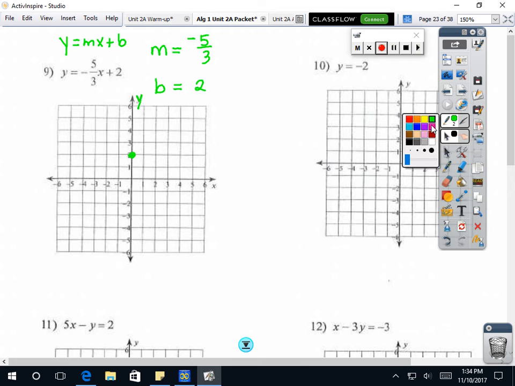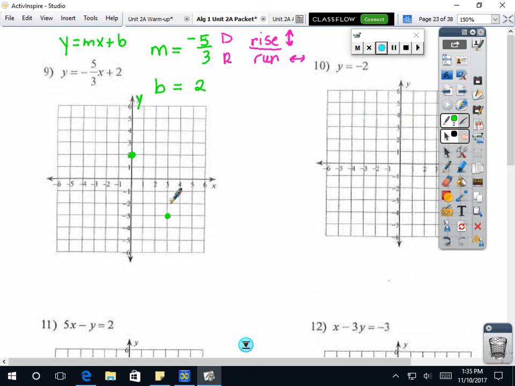Now, slope is also known as rise over run. So the top number, the numerator, will tell you to rise either up or down. Do you think a -5 is going to be up or down? Down. The bottom number is your run, which is left or right. Do you think a +3 is going to be left or right? Right. So now that we've plotted our starting point at 2, we're going to go down 5, right 3. So down 1, 2, 3, 4, 5, right 1, 2, 3, and that's where we plot our next point.